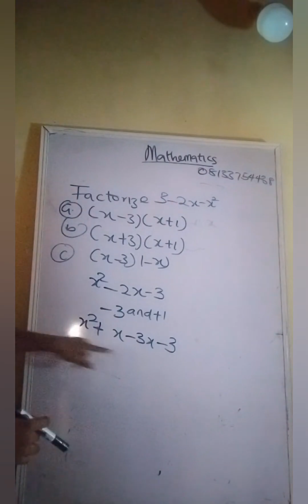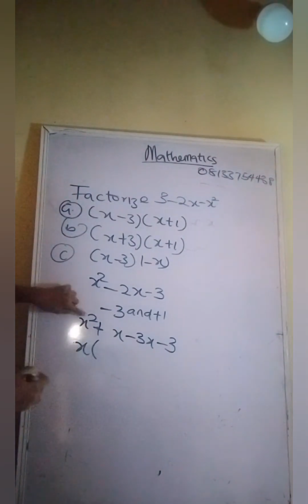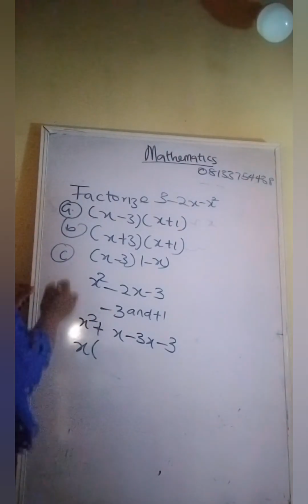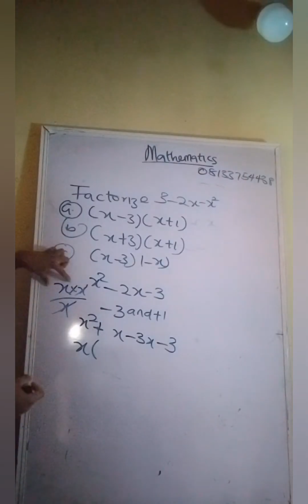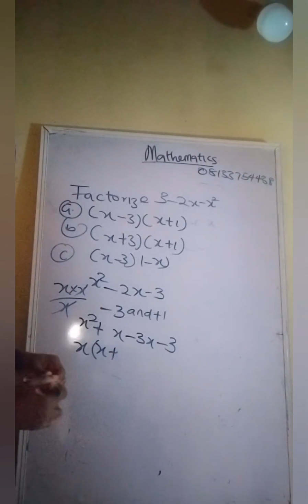So x is common to both sides, so I'm going to use x. x squared divided by x, you get x, just like saying x times x. So when x cancels x, you are left with just one x. x plus x divided by x: x divided by x will give you 1.